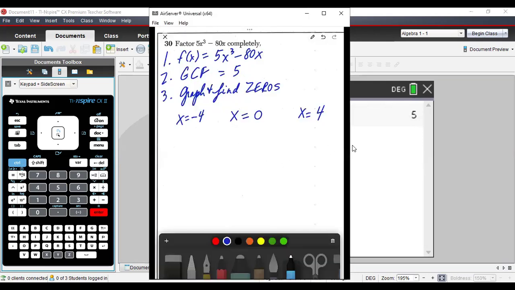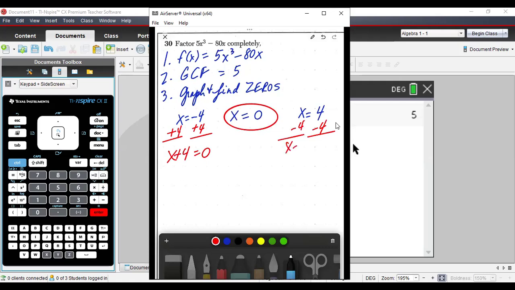Now I can go ahead and finish this by factoring. The key idea is when you know a zero, you can always find the factor. The way you find the factors is you set the equations equal to 0, by taking the opposite and adding it to both sides. So this is going to be x plus 4 is equal to 0. This one is already equal to 0, so we don't have to do anything. And on this one, we're going to add a -4 to both sides, so this is going to be x minus 4 equal to 0.